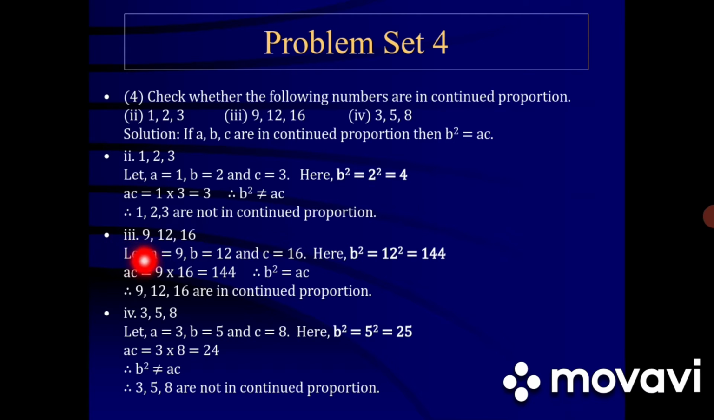Subdivision 3. 9, 12, 16. Let A equal to 9, B equal to 12 and C equal to 16. Here B square is equal to 12 square, and that is equal to 144. AC is equal to 9 into 16, and that is equal to 144. Therefore B square is equal to AC, and therefore 9, 12, 16 are in continued proportion.